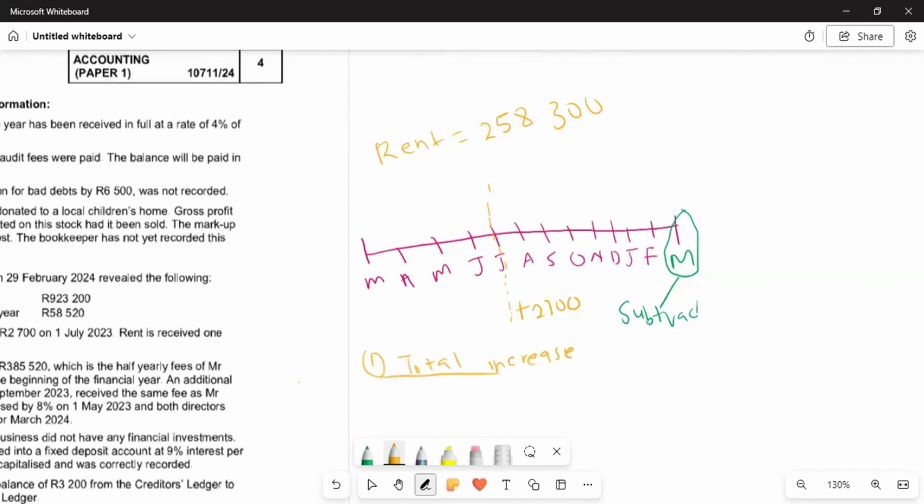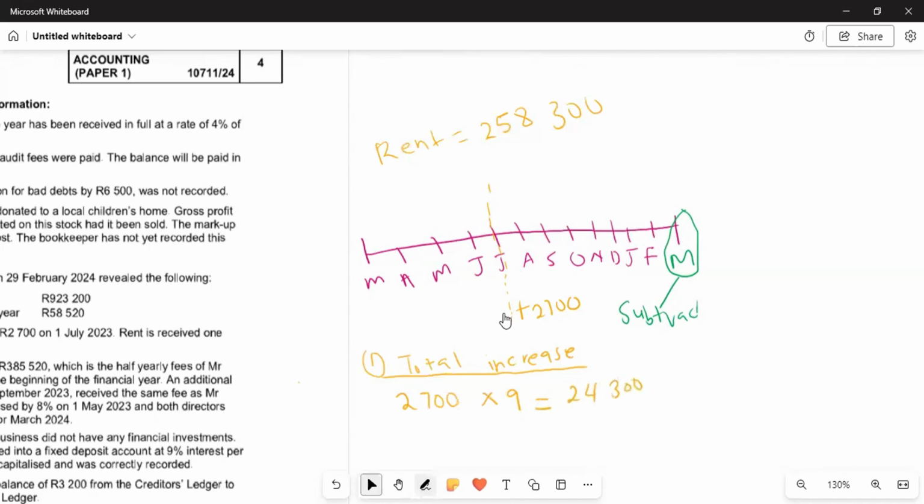Right. So this is the first step. Let's try and calculate the total increase. So we know that the rent increased by 2,700 as of 1 July. Now, for how many months was this increase present? So it's from July, August, September, October, November, December, January, February, up until March. So this is 1, 2, 3, 4, 5, 6, 7, 8, 9. So it was there for 9 months. So I'm going to multiply this amount by 9, right? So 2,700 multiplied by 9, punching it into my calculator, my total increase is 24,300.